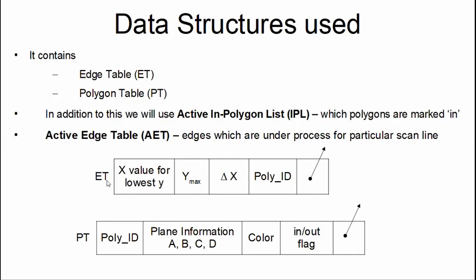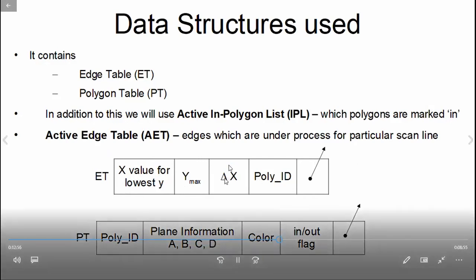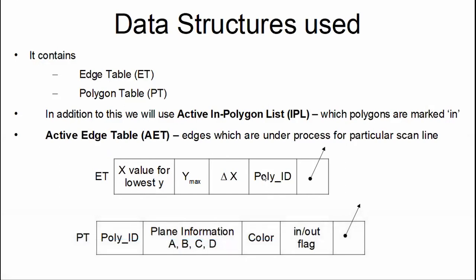We know that an edge has x1, y1, x2, y2, two coordinates. So whichever is the lowest y value, its corresponding x value will be stored here. Then y maximum value from y1 and y2, whichever is the maximum, that y max value will be stored here. Then we know the delta x value is stored. Each polygon has its ID, so that polygon ID is stored into the edge table, and this is the pointer.